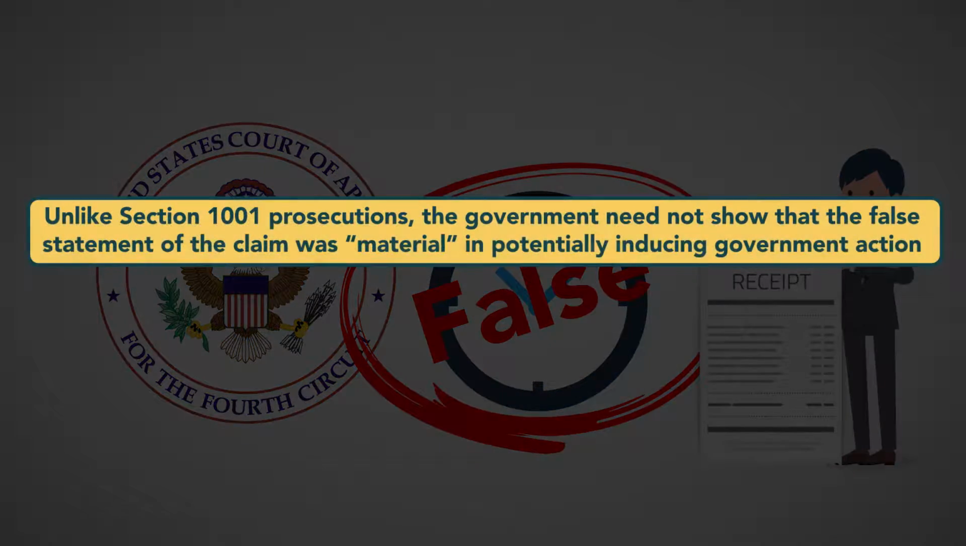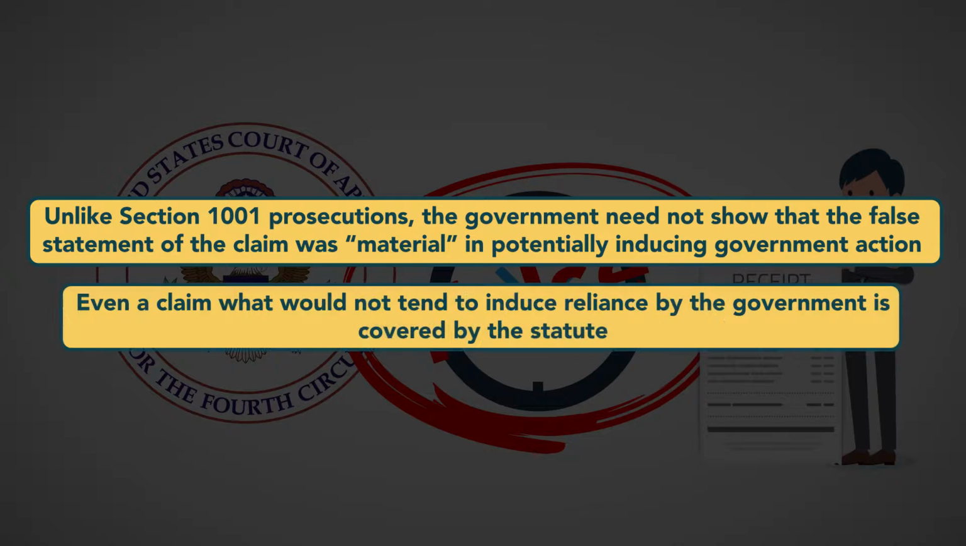Note that unlike Section 1001 prosecutions, the government need not show that the false statement of the claim was material in potentially inducing government action. Even a claim that would not tend to induce reliance by the government is covered by the statute.